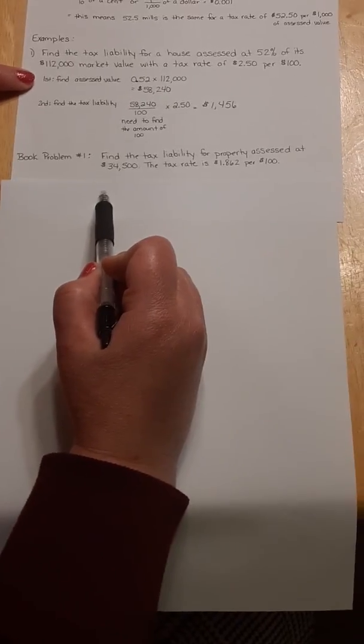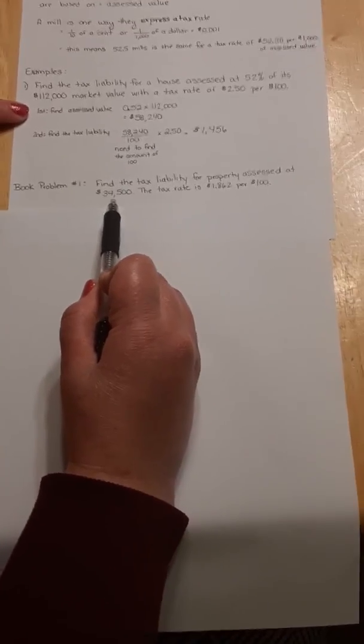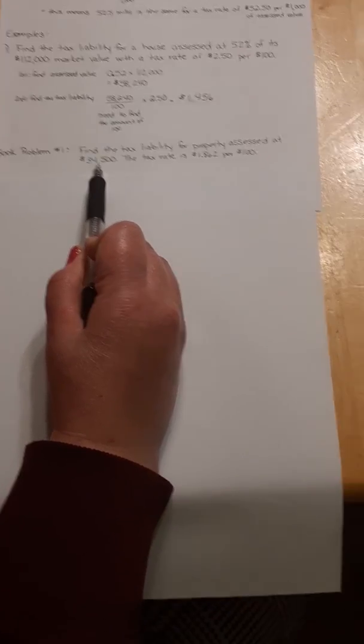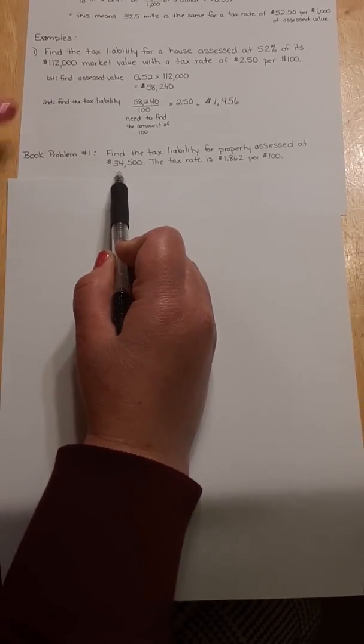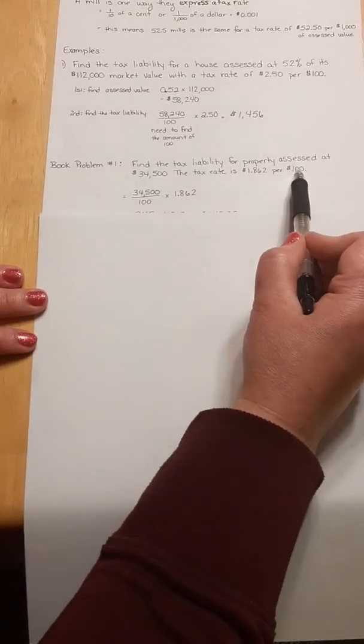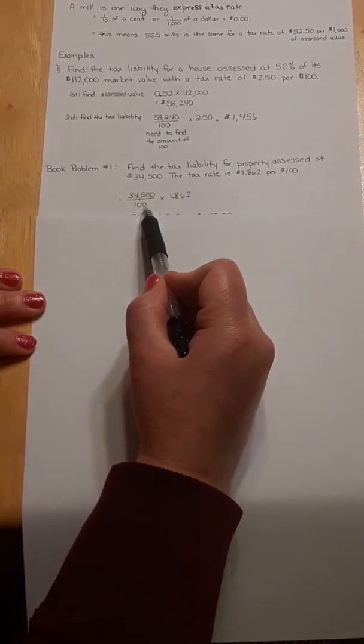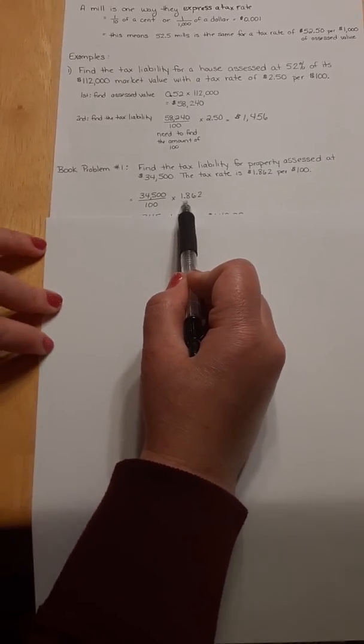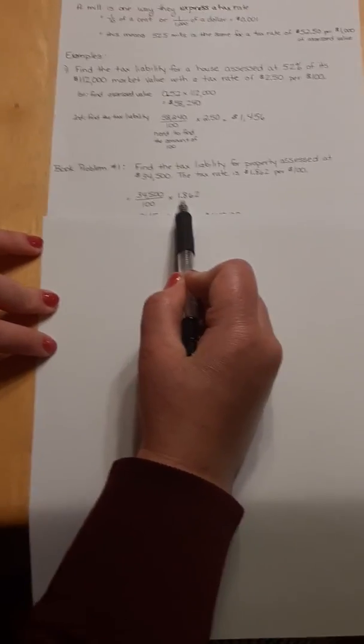So we do not have to do what we did up here in example 1, where we had to find the assessed value. They gave it to us already. So we get to jump down to part 2 now. We're going to take that assessed value and find out how many groupings of 100 we have. Once I find that amount of groupings, I'm going to multiply it by 1.862.